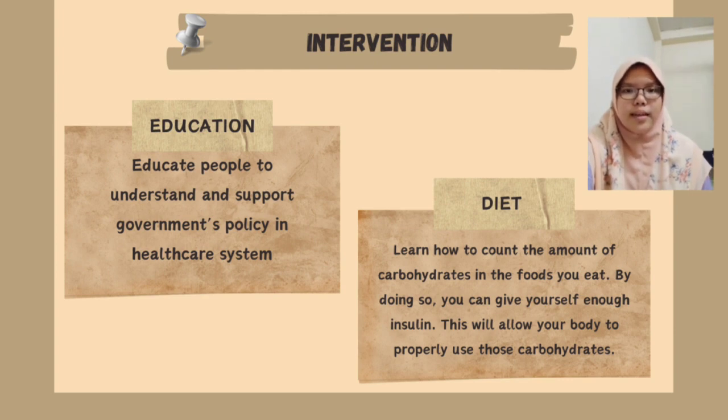Next is diet. Learn how to count the amount of carbohydrates in the foods you eat. By doing so, you can give yourself enough insulin. This will allow your body to properly use those carbohydrates. A registered dietitian can help you create a meal plan that fits your needs.